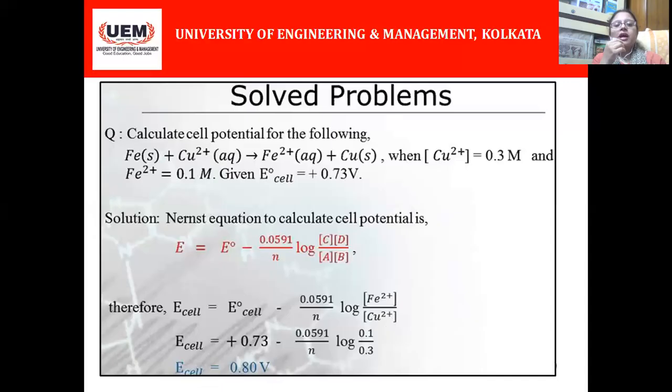Now there are different types of numerical questions possible. Here E naught cell is given, and you are putting E naught cell over here. But it may happen in some numerical questions E cell is given and you have to calculate E naught cell. And in some numerical questions, it may also happen E cell and E naught cell both are given, and you have to calculate the concentration of either the reactant or the product. So I think you can easily solve this type of numerical question.